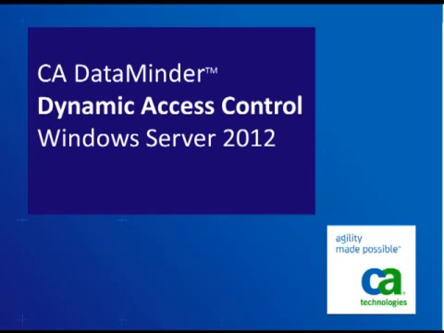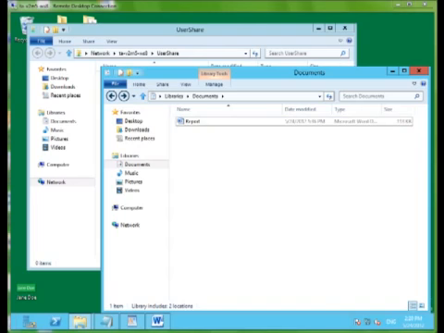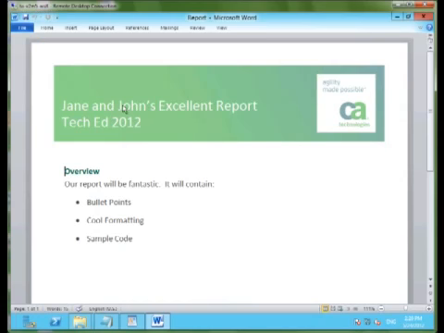Hello, I'm going to demo Dynamic Access Control with CA Dataminder and Windows Server 2012. Jane Doe and John Smith are using a file share to collaborate on a report. Jane Doe creates the first version on her desktop.